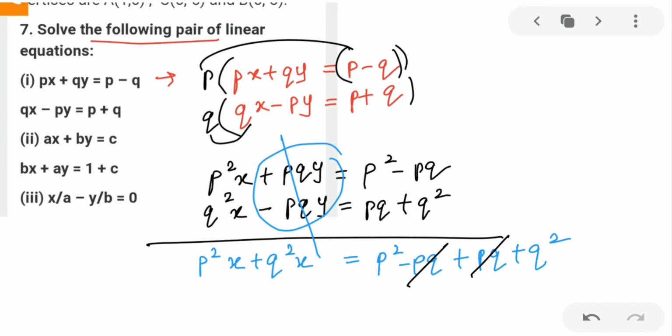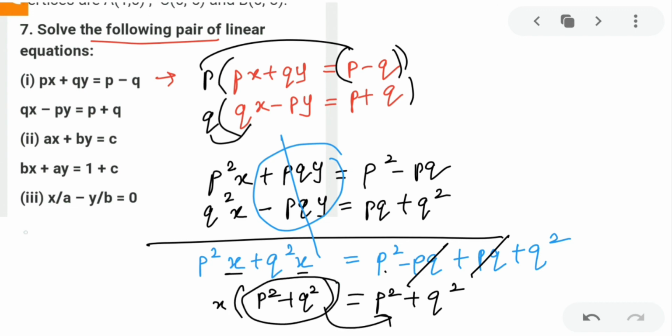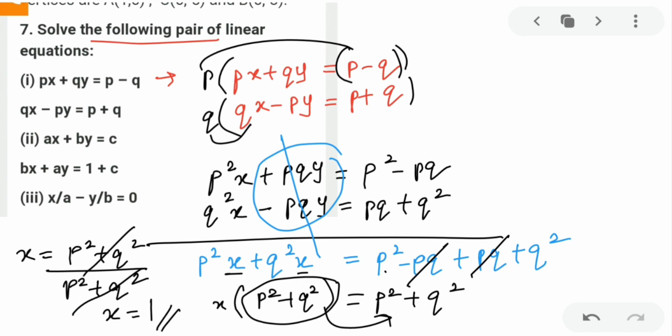So what they are asking in the question, solve the pair of linear equation. That means you have to get the value of x, which will be in the form of p and q, because there is no numerical value for this problem. So here you can take x common. So inside will be p square plus q square is equal to here also p square plus q square. Correct? Now what you will do is you have to take this p square plus q square into division here. So the value of x will be p square plus q square upon p square plus q square. Yes, and the value of x is equal to 1.